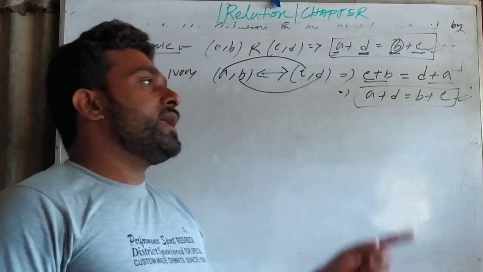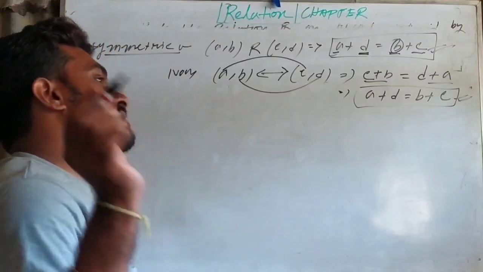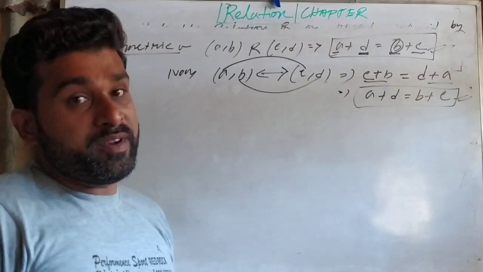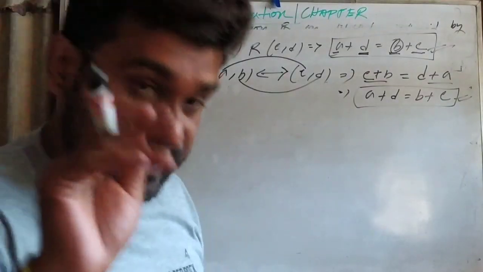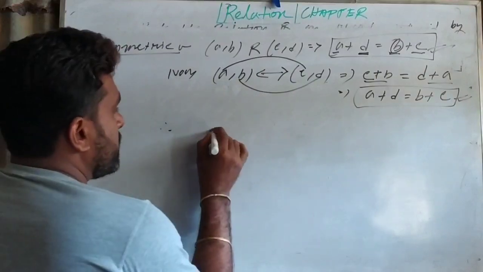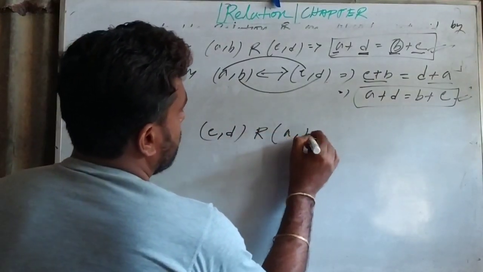That means we can interchange the order pair positions also. So if you can interchange the positions of the order pairs, then what? Then the symmetric property is satisfied. So, interchanging C comma D and A comma B.